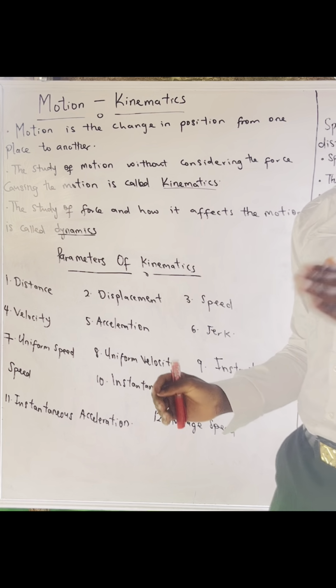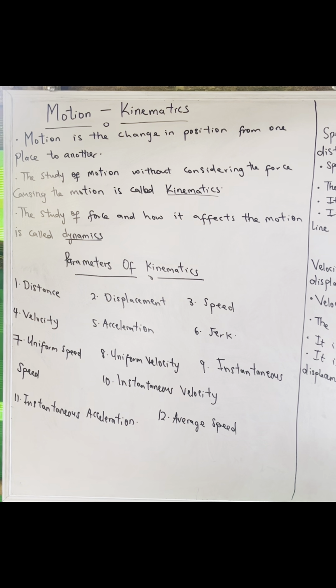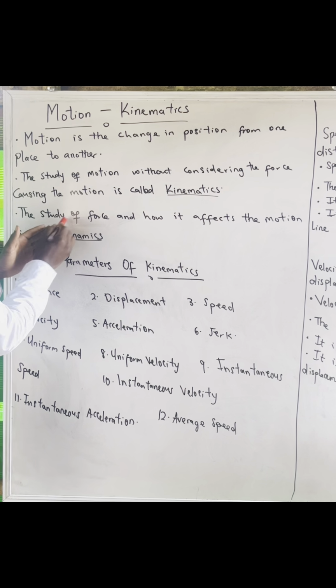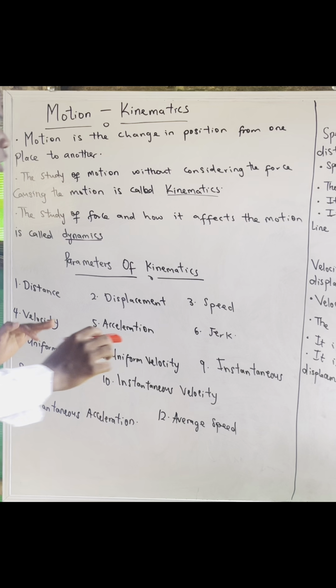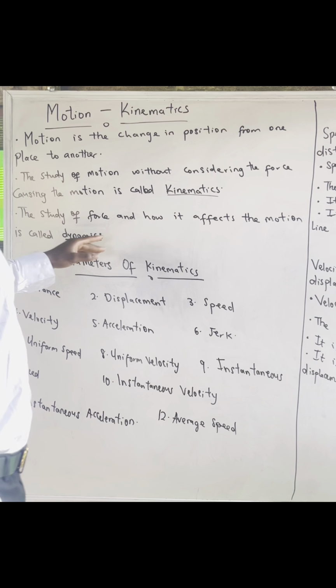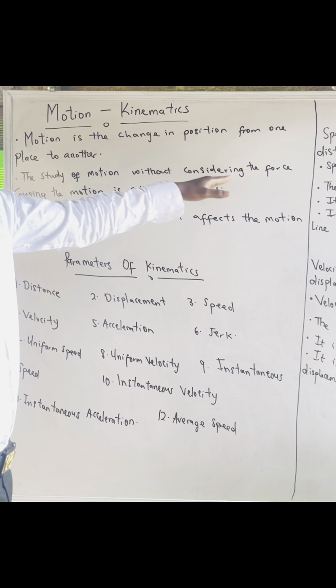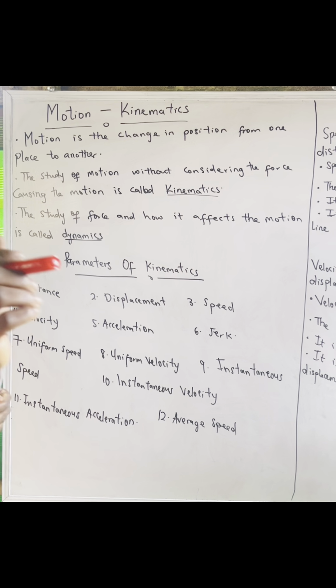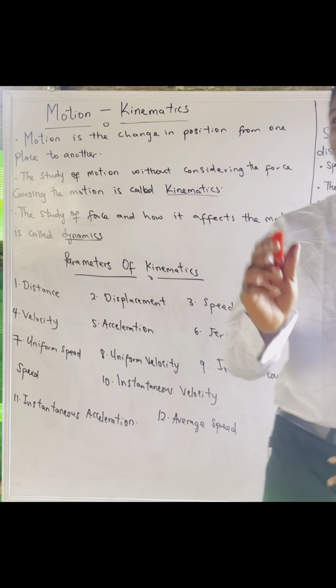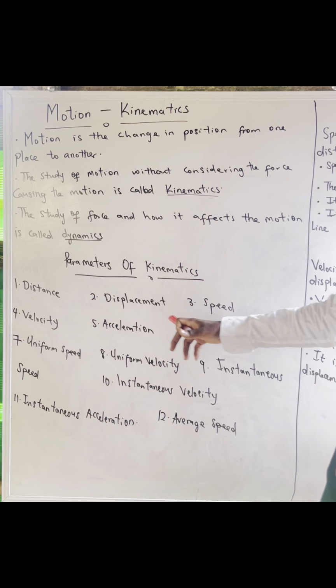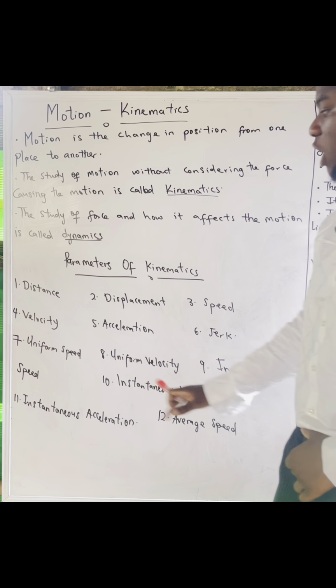Dynamics simply means the study of force and how it affects the motion. So how force affects the motion is what we mean by dynamics, but the study of motion without considering the force is what we mean by kinematics. Now let's talk about the parameters of kinematics. The parameters of kinematics include distance, displacement, speed, velocity, acceleration, jerk, and the rest.